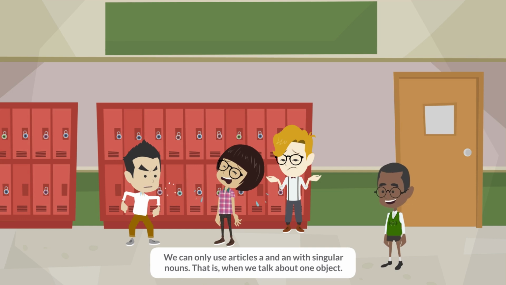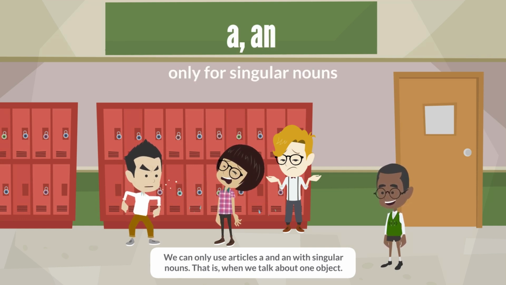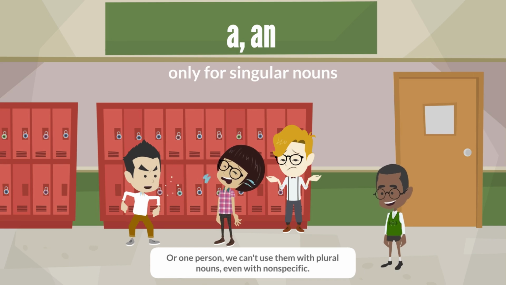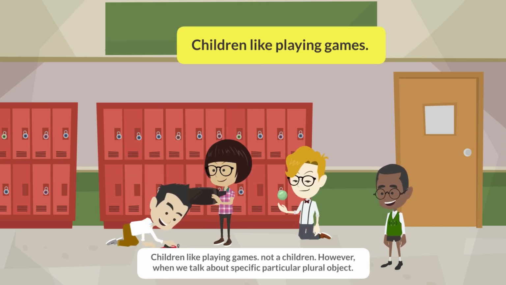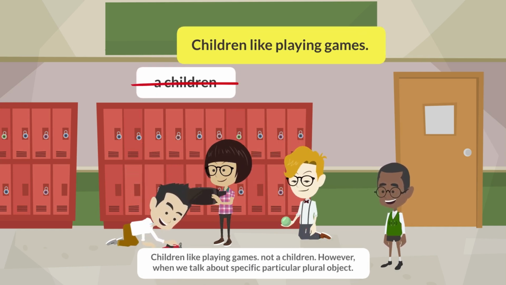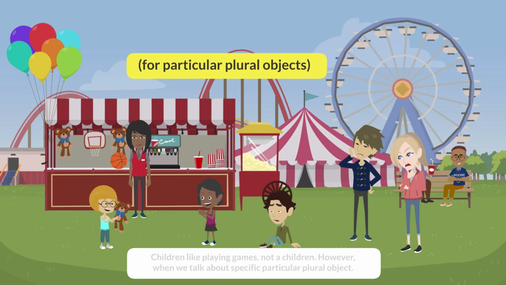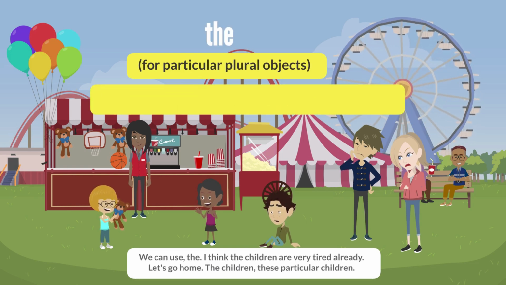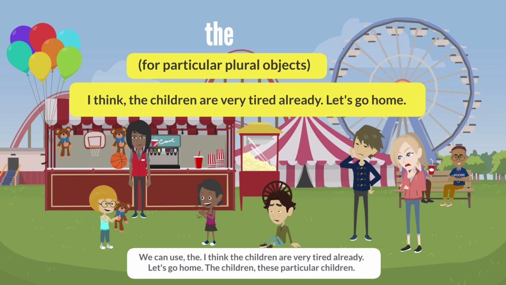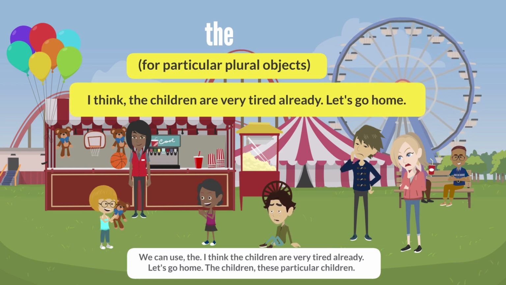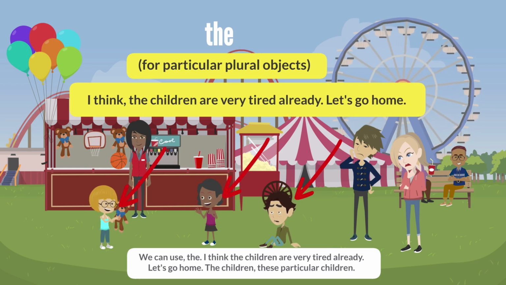We can only use articles a and an with singular nouns. That is when we talk about one object or one person. We can't use them with plural nouns, even non-specific ones. Children like playing games, not a children. However, when we talk about specific particular plural objects, we can use the. I think the children are very tired already. Let's go home. The children, these particular children.